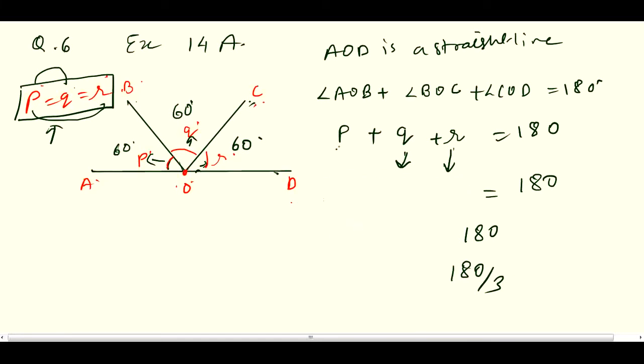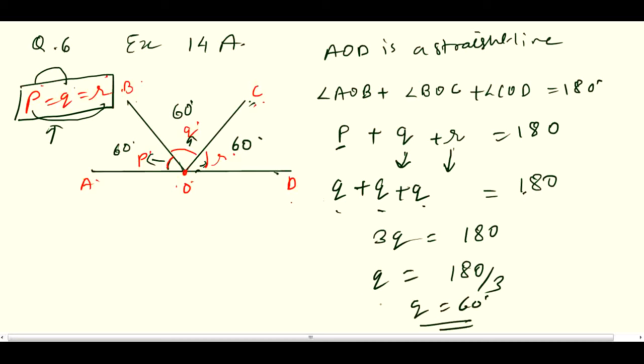now in the place of P I am writing Q, then Q will be the same as it is, and in the place of R you can write Q. So Q plus Q plus Q, 3Q equals 180. So finally Q equals 180 by 3, so Q equals 60 degree. Similarly for R you can do the same. So you can write only P or only Q or only R. The values will be the same because P equals Q and Q equals R. These three angles are equal to each other.